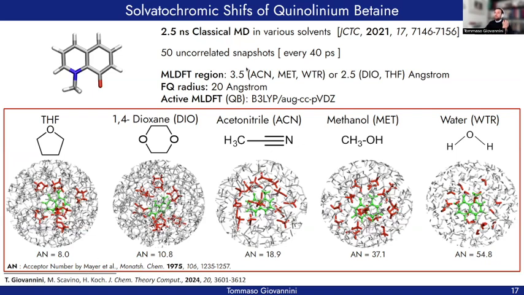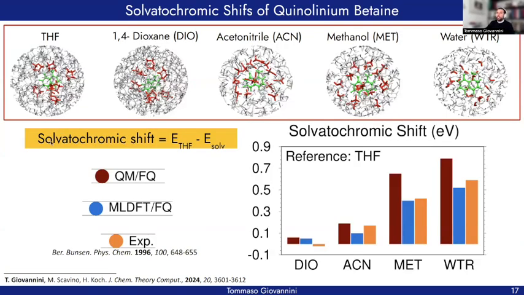And then we ran multi-level DFT / FQ calculations. The multi-level DFT is the region around quinolinium betaine, and all the rest is treated using fluctuating charges. Then we computed the absorption energy, and from the absorption energy we can compute the solvatochromic shift. Here it is the solvatochromic shift with respect to tetrahydrofuran: dioxane minus tetrahydrofuran, acetonitrile, and so on. Everything is referred to tetrahydrofuran.